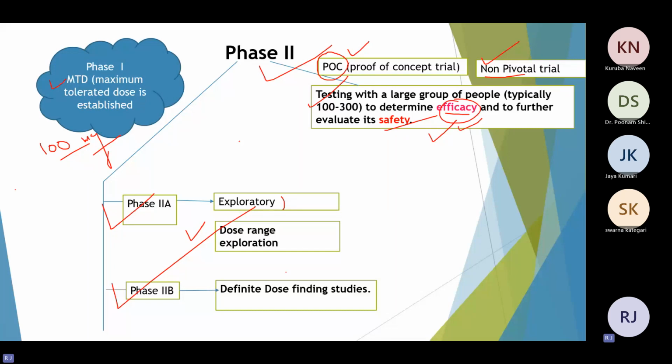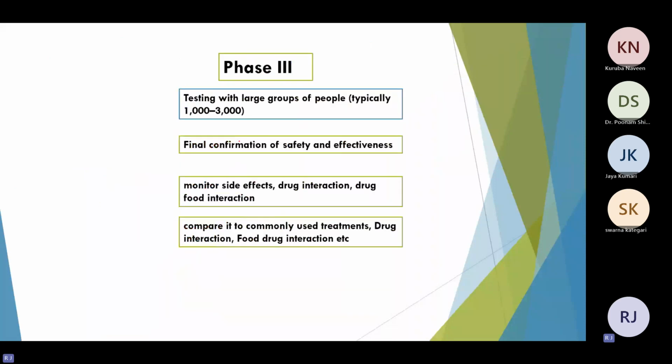Now once we know the best dose which is very efficacious, the drug is moved to phase 3. Phase 3 is done in a large group of people, at the highest like 3,000, sometimes 10,000 also. Like the vaccine trial that we had in COVID, that was done in more than 10,000 people. Generally it is done between 1,000 to 3,000 or 4,000 people, and it is a final confirmation for safety and effectiveness. And why is it done? Now, minute side effects also we can determine here.